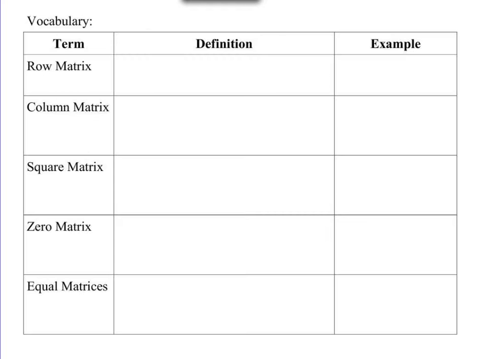We're going to hit some vocabulary here. These are things that you need to know what they are and know how to use them when you come across them. In this chapter, we are going to see all of these things over and over again. So try to use the vocabulary when they show up. A row matrix is called a row matrix because it is a matrix with only one what? Row.